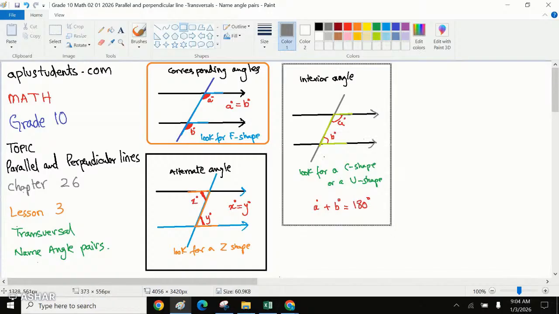So now we would look at three different types of angles over here. Corresponding angles form a shape F, alternate angles form a Z, and the sum of interior angles is always 180 degrees, right? Let's go for the questions. Okay, let's go for grade 10, chapter 26, and lesson number 3.